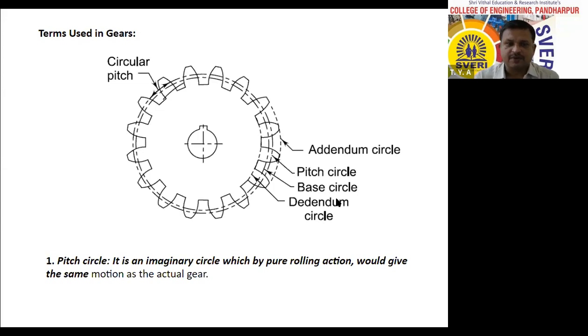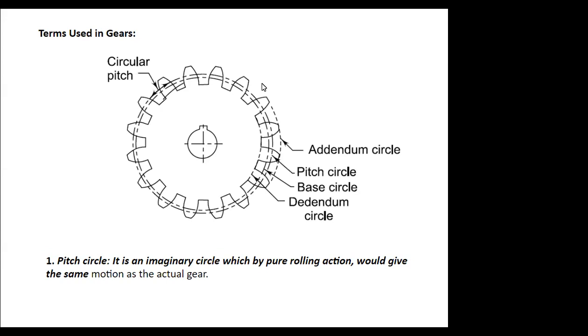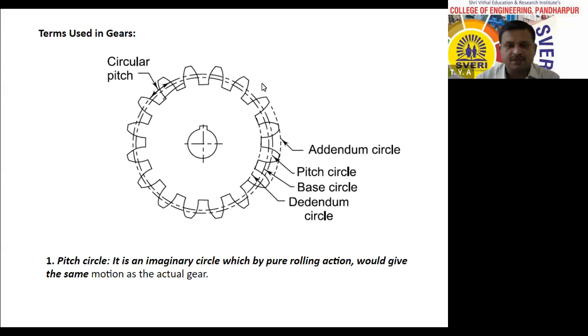This theoretical part has already been covered in second year theory of machines, that is the kinematics and theory of machines subject, but still it is necessary that you know all the terminology of the gears. Therefore, terms used in gears, or terminology used in gears. Now, this is the gear, this is the spur gear.